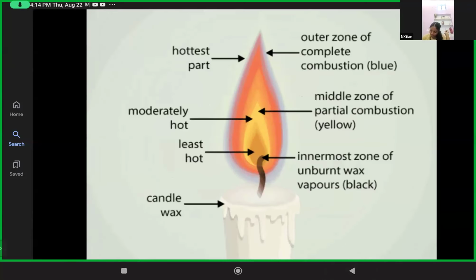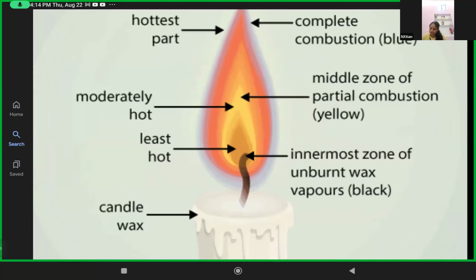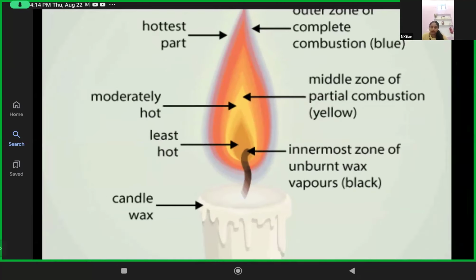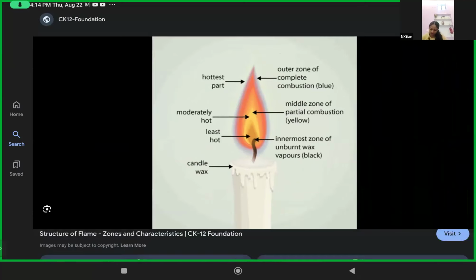In the outermost zone, complete combustion is taking place. The complete burning is taking place. In the middle zone, partial combustion is taking place, which is moderately hot. And the innermost zone has unburned wax vapors. All right, so this is the structure.